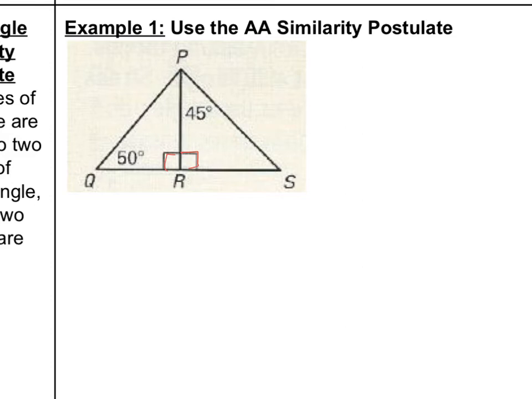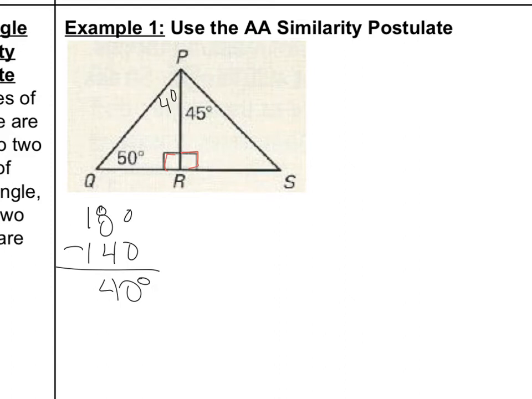And all we're going to do, remember there's 180 degrees in a triangle, right? So let's focus on this triangle on the left, PQR. We're going to say 180 minus 140, because if I add 50 and 90, that gives me 140 degrees. So that's going to tell me this is 40 degrees. So angle P is 40.